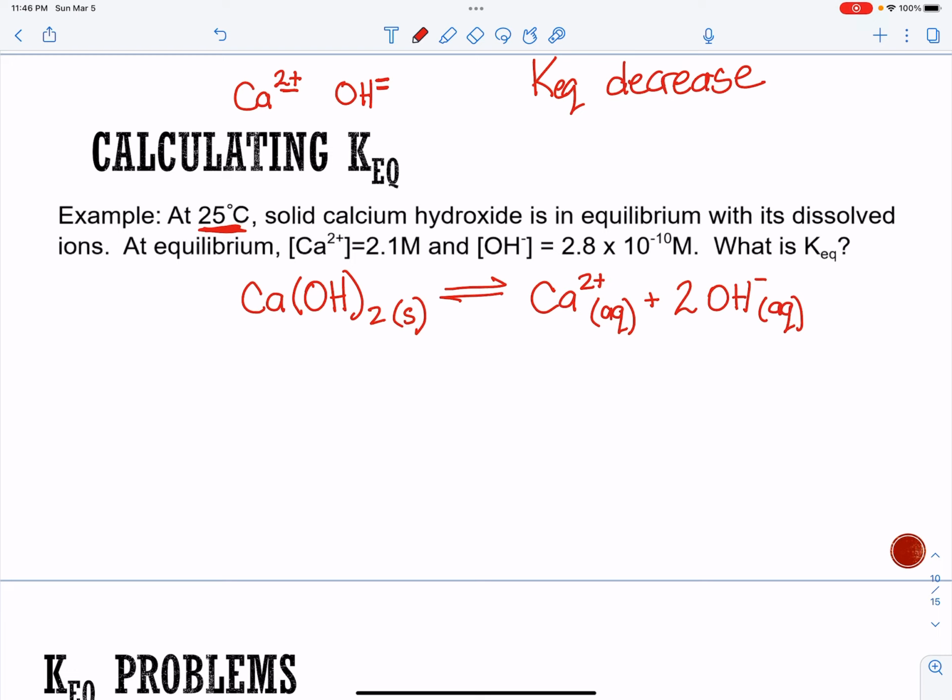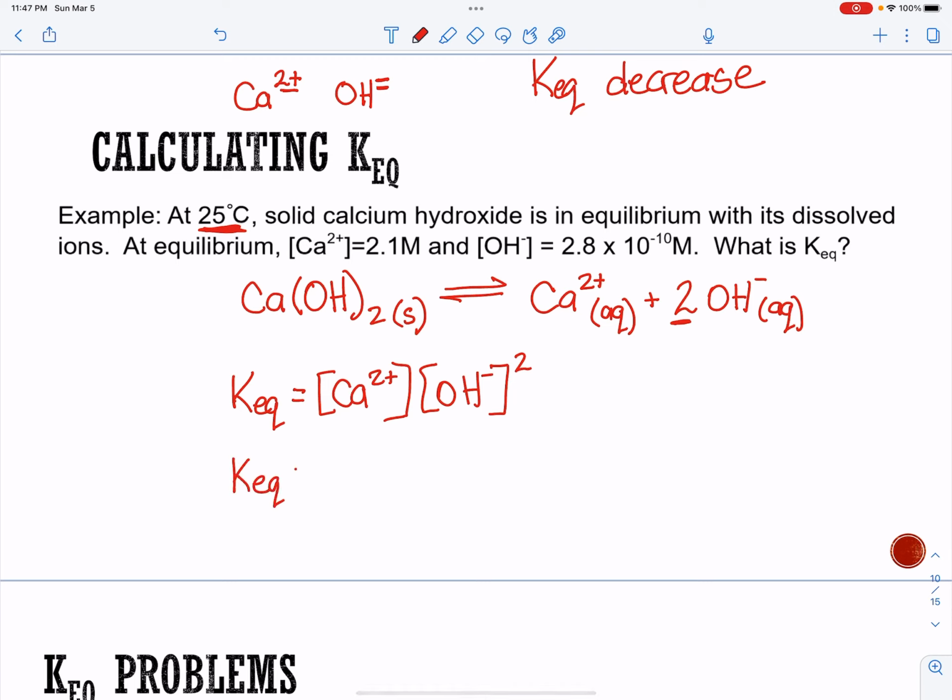From this balanced chemical formula, now we're going to write our KEQ expression. So we're going to leave out the solid, and we're going to do products over reactants. I'm going to put my calcium with the 2+ charge on top. I'm going to put the hydroxide next. And remember that our coefficient becomes a power. And over reactants, we can put this over 1 or just leave it how it is. So now that I've got the formula there, I'm going to fill in the results from my question. It says that the concentration of calcium ions is 2.1 moles per liter.